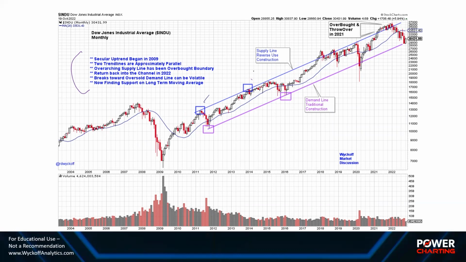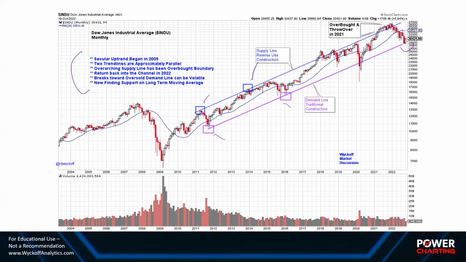Each of these trend lines is drawn based on its own stride, and you can see that they are effectively parallel, but they are both legitimate, a supply line and a demand line underneath, and we are right down into the area of the demand line.